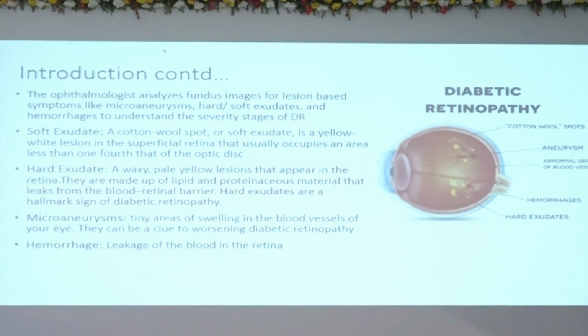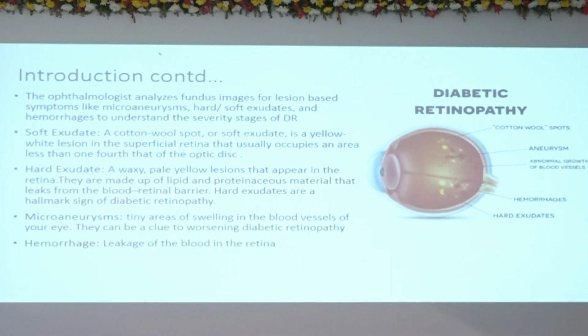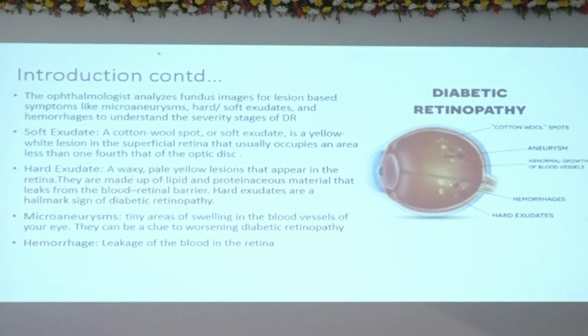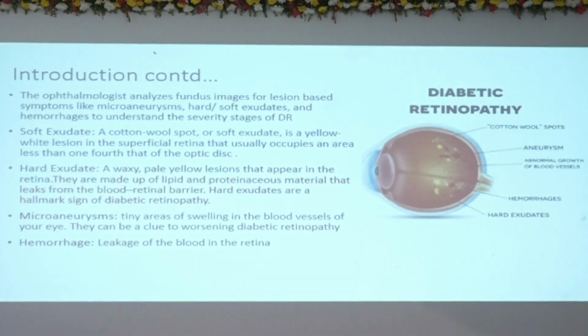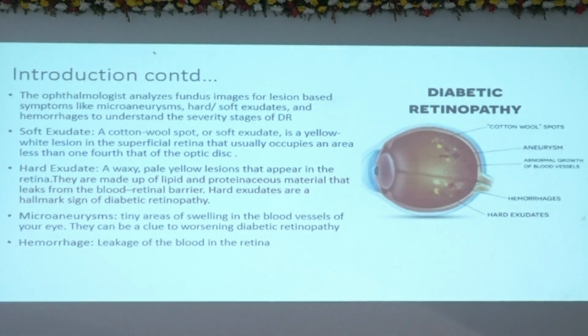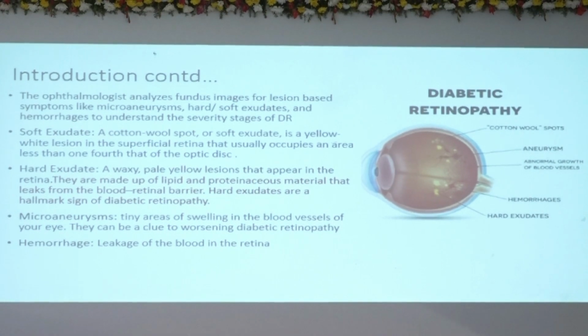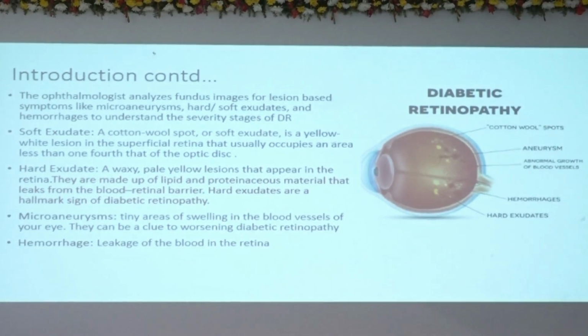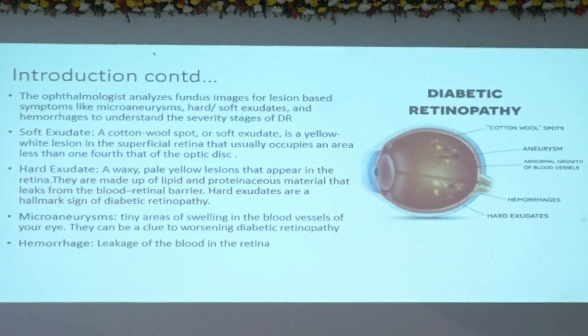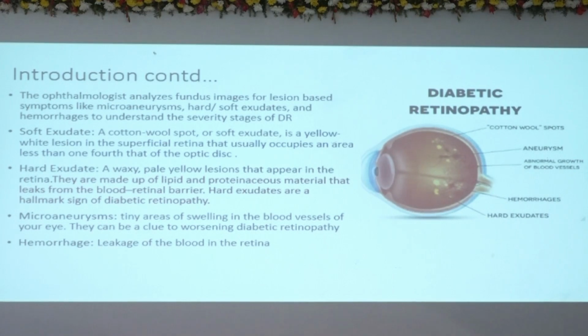In diabetic retinopathy, I have to give a short introduction. Basically it has soft exudate, hard exudate, microaneurysms and hemorrhage. Soft exudate is a cotton wool like thing, where we find small patches. Those come under soft exudate. Hard exudate is a pale yellow thing, made of lipid and protein. Microaneurysm is a very small tiny swelling, and hemorrhage is leakage of blood.